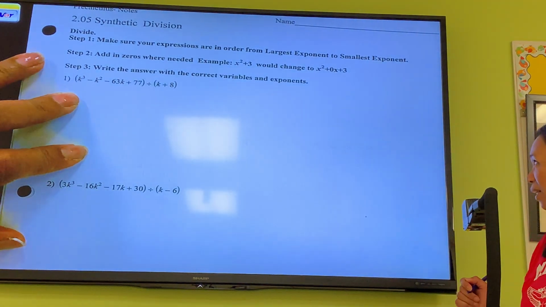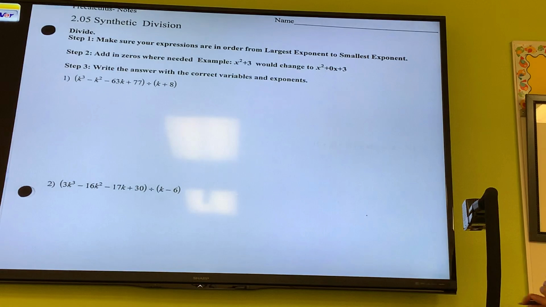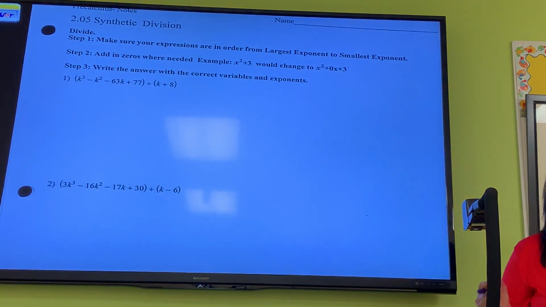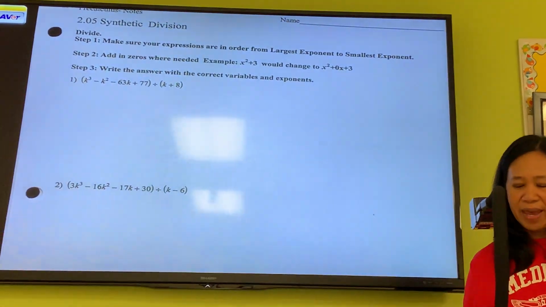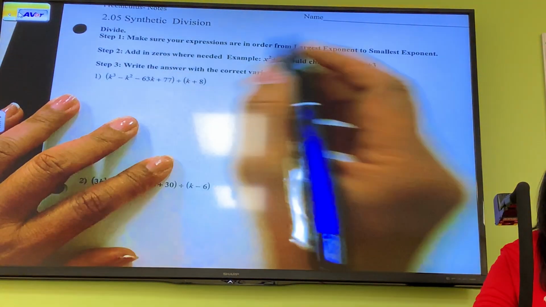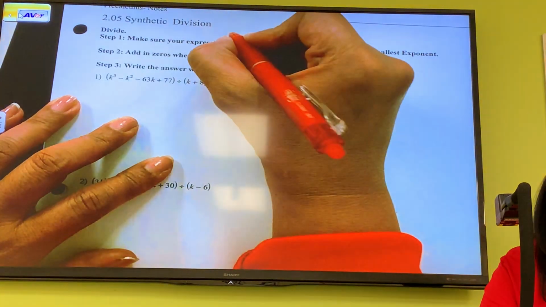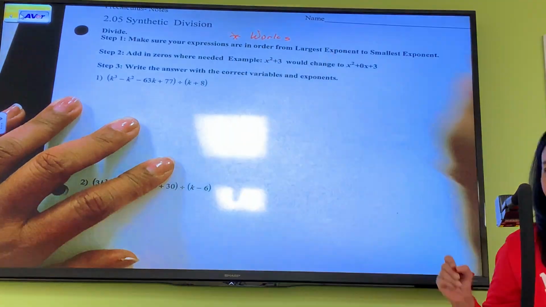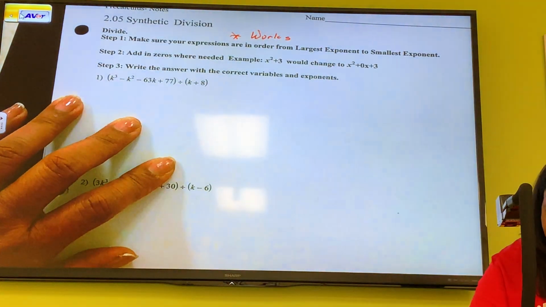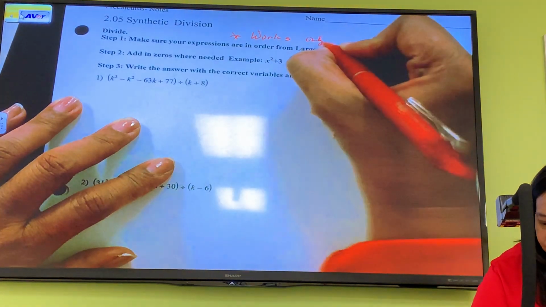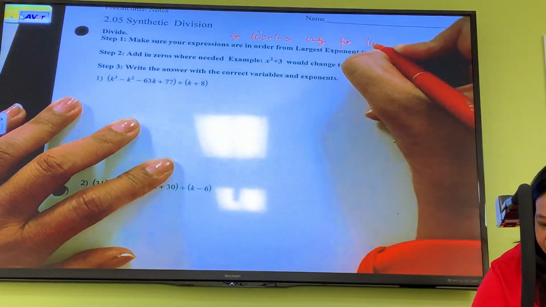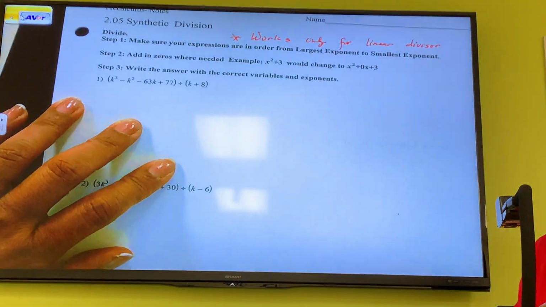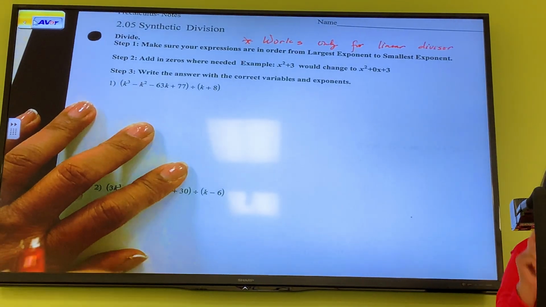Right, we're going to do synthetic division. And what we're going to do is make it shorter. We're not going to do it the long way. So first, synthetic division only works when you are dividing by a linear equation or a linear divisor. So it works only for a linear divisor. When I say linear divisor, that means that the exponent should be just first power.